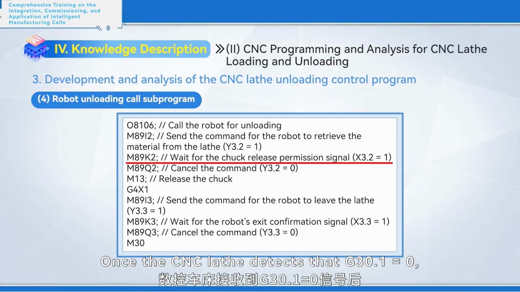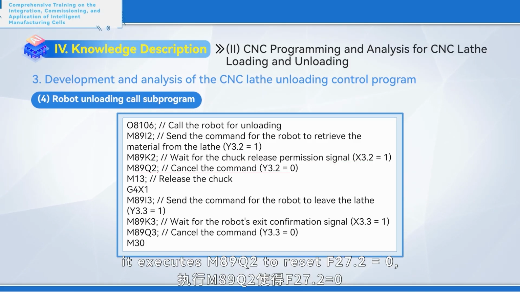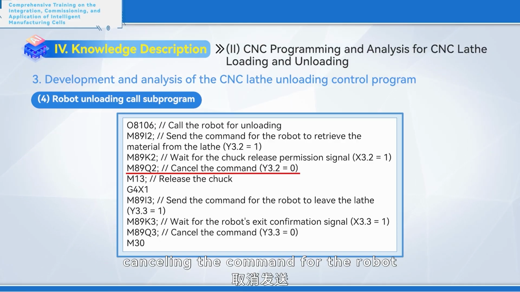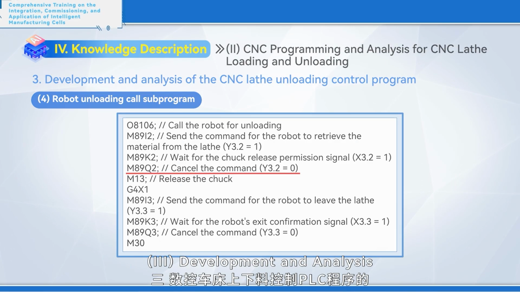Once the CNC lathe detects that G30.1 equals 0, it executes M89Q2 to reset F27.2 equals 0, which in turn resets Y3.2 equals 0, canceling the command for the robot to retrieve the part from the lathe.